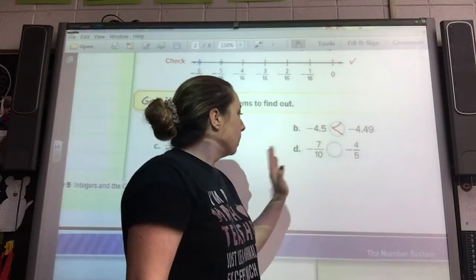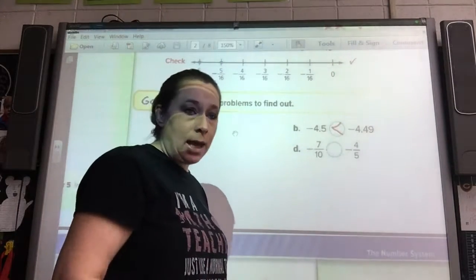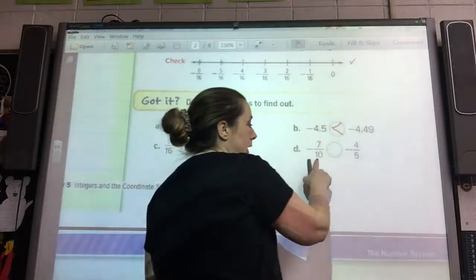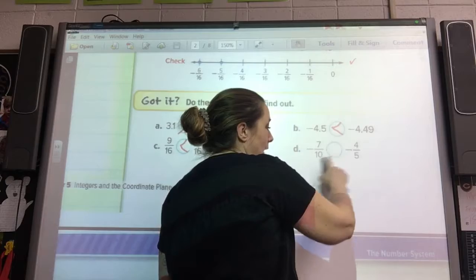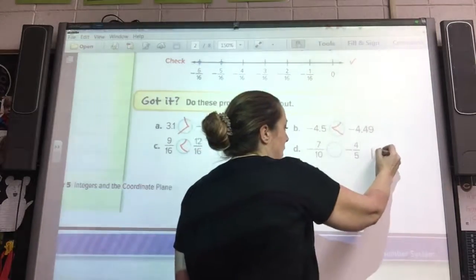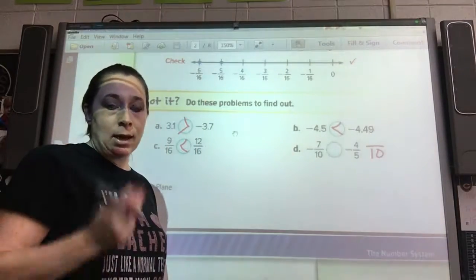All right, this one, negative 7/10 and negative 4/5. This one's got uncommon denominators. Remember that denominator is that bottom number. So I'm going to look here. I've got a 10. I can make this 5 into a 10 though. So instead of changing both these fractions, I'm just going to try and make that 5 into a 10. So how would I get there? 5 to 10. How would I get there?